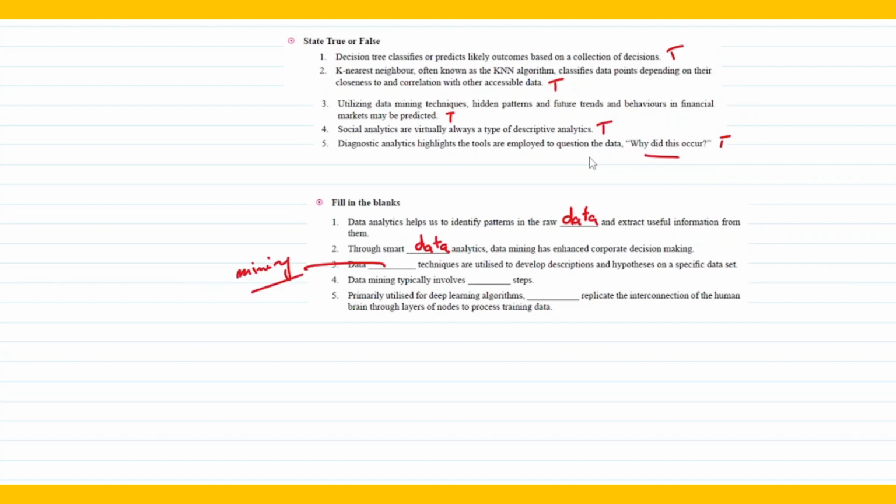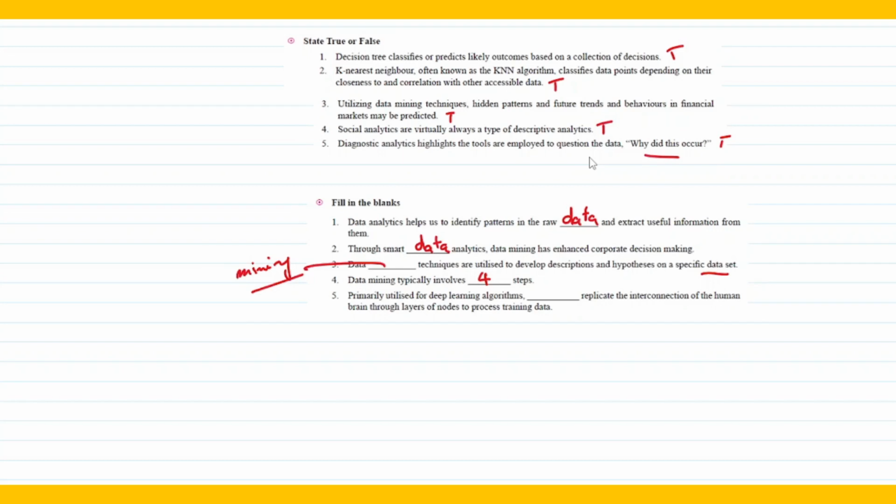So what does data mining do? These data mining techniques are utilized to develop descriptions and hypotheses on a specific data set. Data mining typically involves how many steps? They basically involve 4 steps. What are these 4 steps? Setting the business objective, preparation of data, model building and pattern mining, result evaluation and implementation of knowledge, right? This is something which I've already discussed in the previous chapters. If you have not seen those videos, please refer to them.